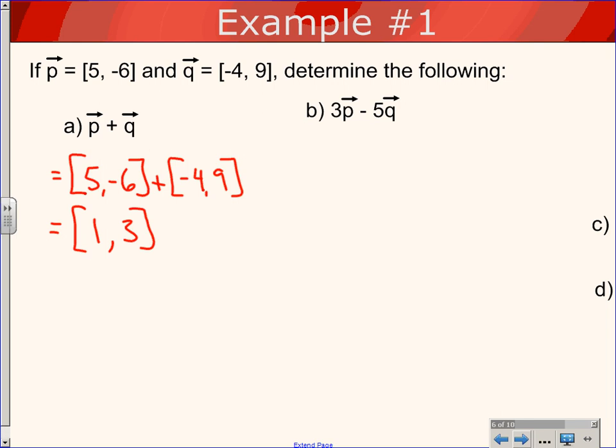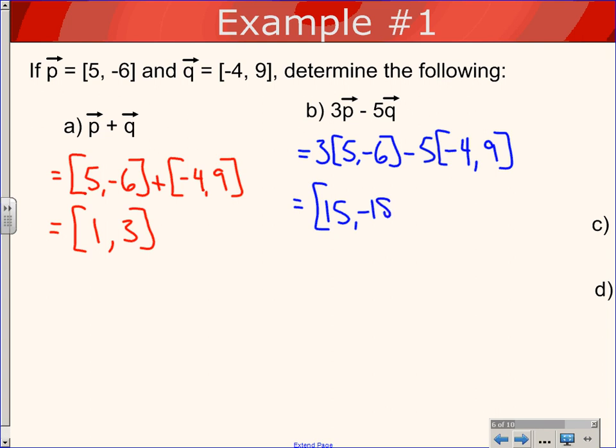This one's a little bit harder, so be just a little bit more careful with it. This is saying take 3 vector p's and subtract 5 vector q's. So 3 vector p's would look like this. The reason I picked this example, we have to be a little bit careful with how we handle that subtraction at the end. The first one's not too hard, right? We're just going to multiply the 3 in, so we'll have a 15 and a negative 18.